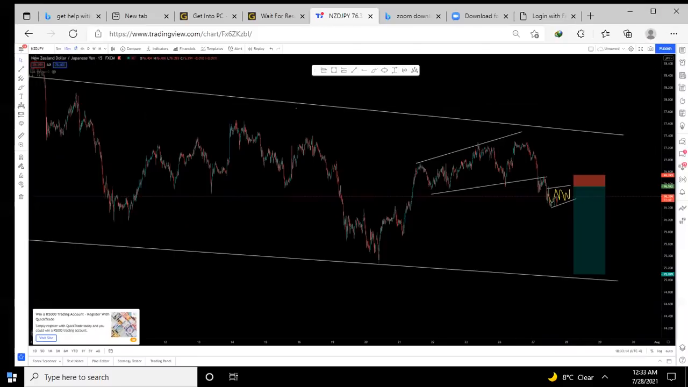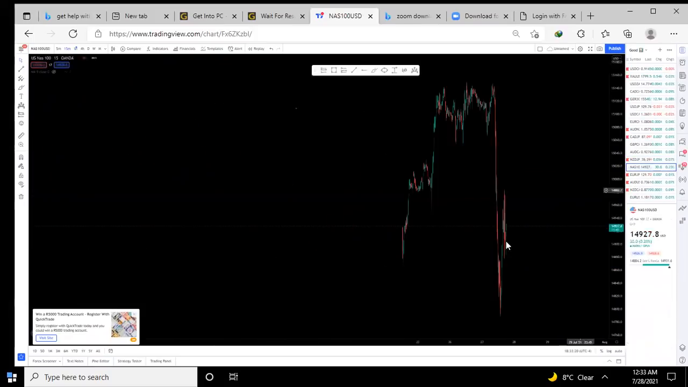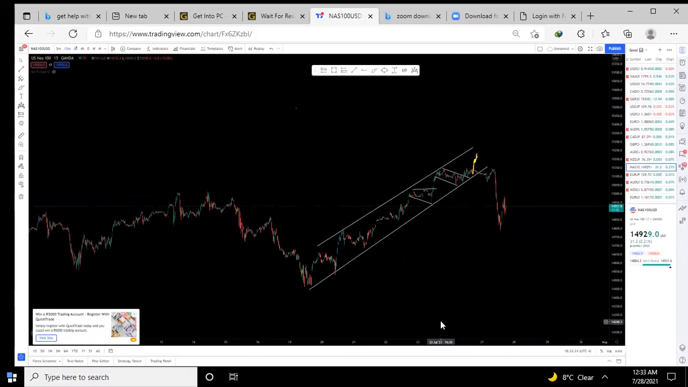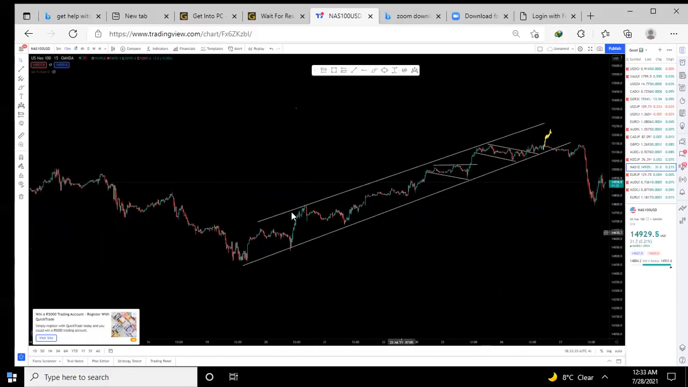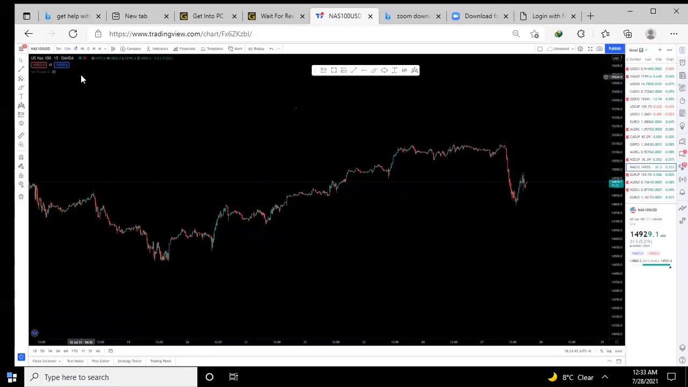So now we are going to the next one. The next one happens to be NAS 100. Okay, so let's check NASDAQ. You see with NASDAQ now?